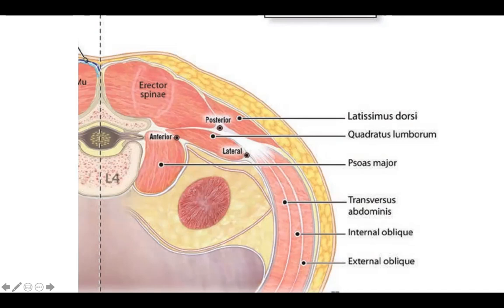Both blocks will have around 25 to 30 mL of local anesthetic, and both blocks are promising for all laparoscopic surgeries, for all laparotomies. When we have operated spine or something where we cannot put an epidural, these blocks are comparable with that of epidural.